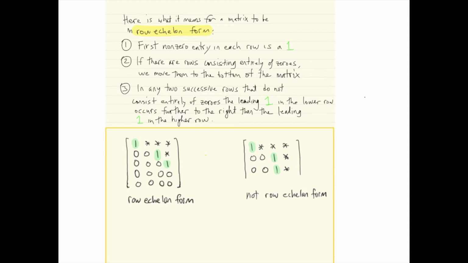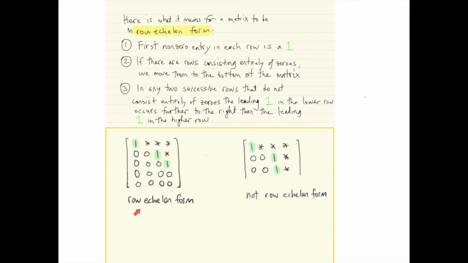In this video, we explain precisely what it means for a matrix to be in row echelon form and reduced row echelon form. These are the forms for which it's very easy to read off the solutions to a system of linear equations. So the definition of a matrix to be in row echelon form is that the first non-zero entry in each row is a 1.